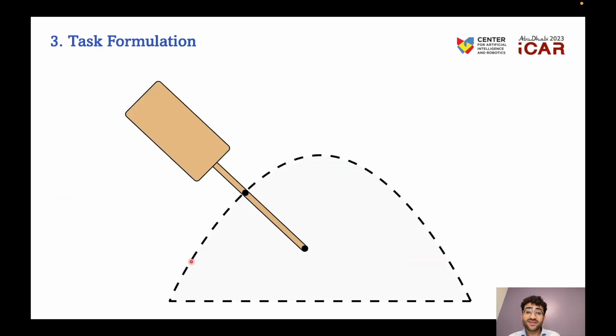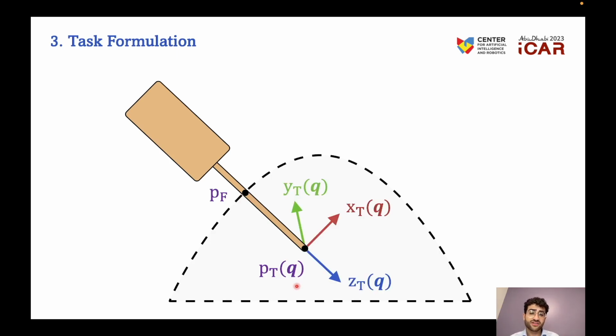If the dotted semicircle here is the patient body, then we can define this point as being PF, or the RCM point, and this point as being PT, or the position of the tooltip. We can then attach a frame at the end of the tool and define lambda as being the length of the tool that is currently inserted within the patient body. Notice all of these variables are functions of the joint position Q, except PF, as it is always constant, since the RCM is constant within our task.